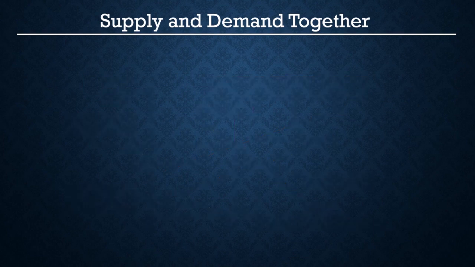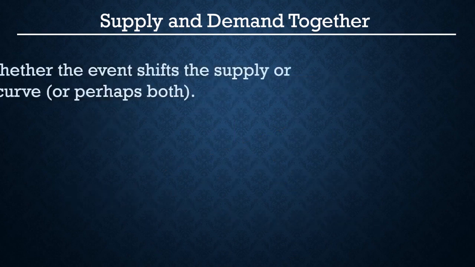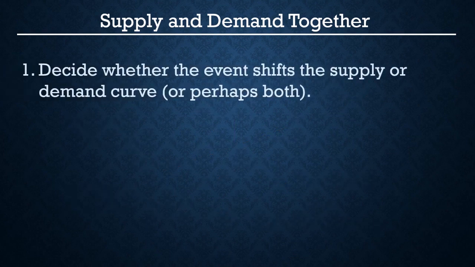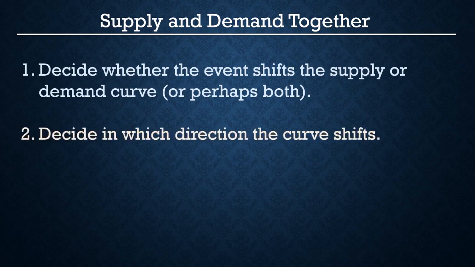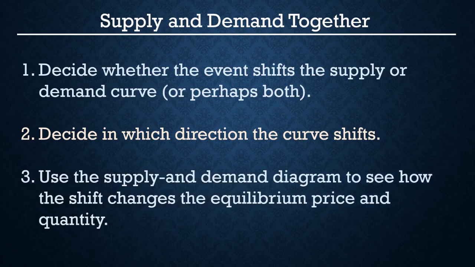Apply the 3 steps for analyzing changes in equilibrium. First, again, decide whether the event shifts the supply or demand curve, or perhaps both. In this case, it was the demand curve that was shifted by the hot weather and more people wanting ice cream. Secondly, decide in which direction the curve shifts. There was more demand for ice cream, and so the demand curve shifts to the right, as there is a higher quantity sold. Third, use the supply and demand diagram to see how the shift changes the equilibrium price and quantity.